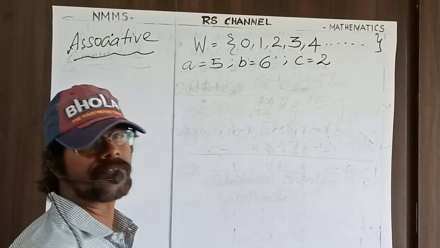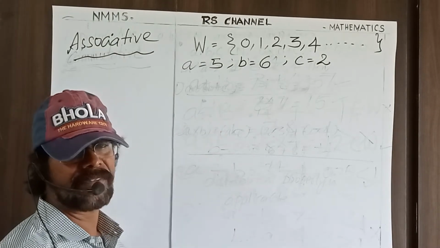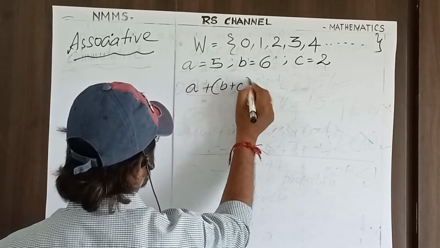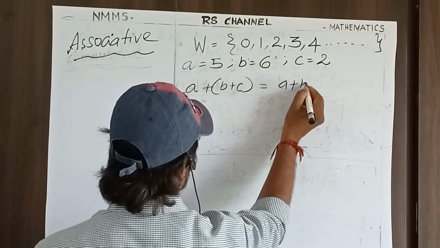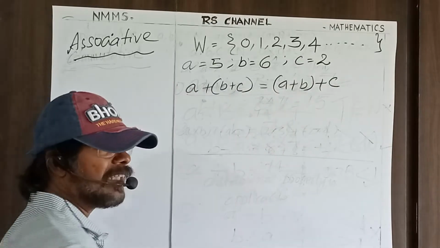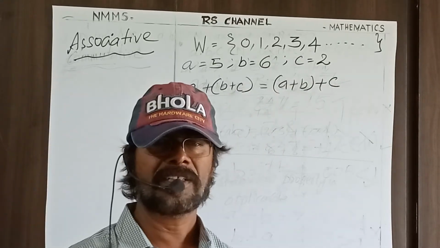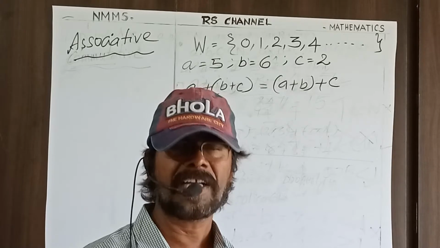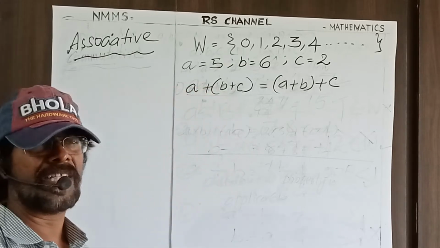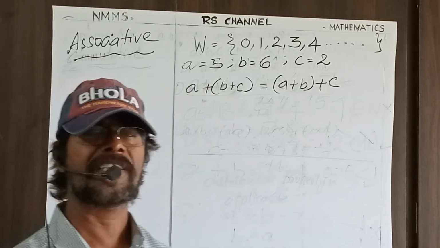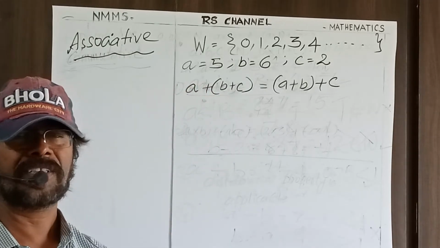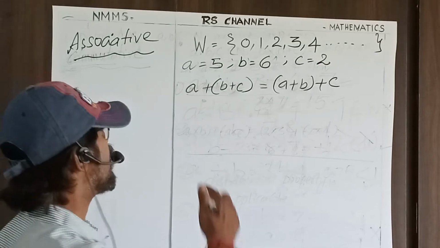So, we have to take three numbers. First, A plus B plus C is equal to A plus B plus C, grouped differently. If both are equal, then it is associative, which means it follows the associative property. Otherwise, it is not following the associative property. It is true for associative, or it is not true for associative if those are not equal.